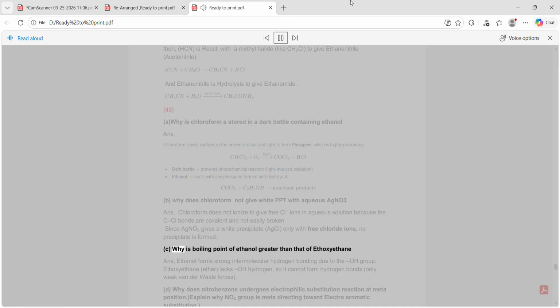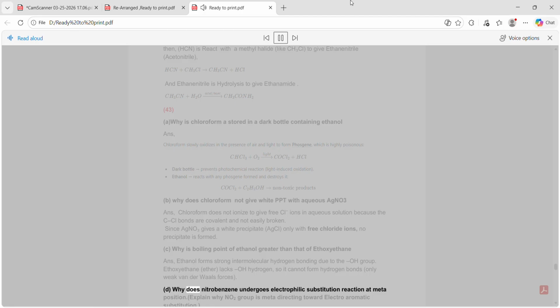C. Why is the boiling point of ethanol greater than that of ethoxyethane? Answer: Ethanol forms strong intermolecular hydrogen bonding due to the hydroxyl group. Ethoxyethane, an ether, lacks an O-H hydrogen, so it cannot form hydrogen bonds, only weak van der Waals forces.